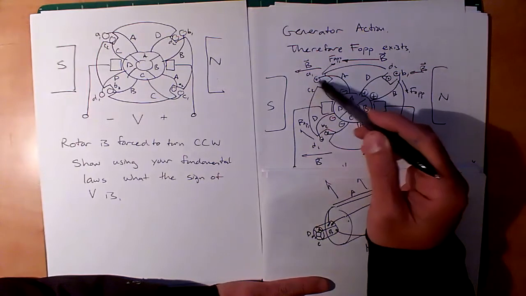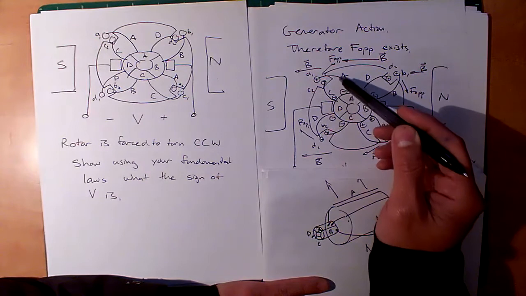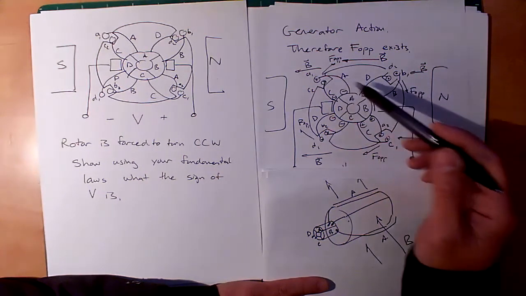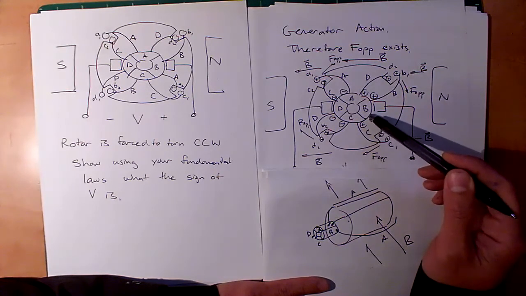So if current is going into the page, if I follow this A, imagine positive charge flow is going in and then it's coming out. Where is it coming out? It's coming out over here, okay? And building up positive charge on this side.